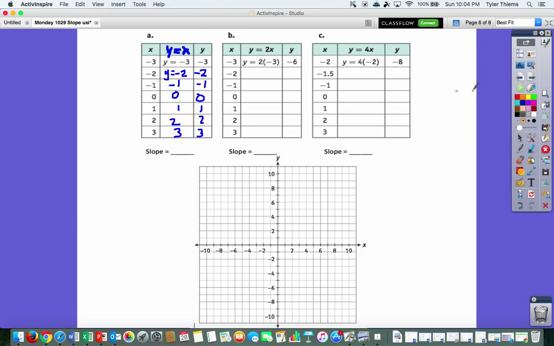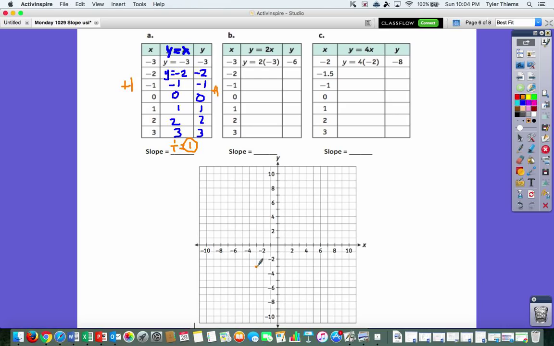So as you can see, the rate of change on the x is going up by plus 1 the whole time. It's linear. The y is also going up by plus 1. So the slope is 1 over 1, which equals a total slope of 1. We're going to plot these points now using our x and our y values. So our x value is negative 3, and then our y value is also negative 3. So I'm going to go ahead and plot these here.